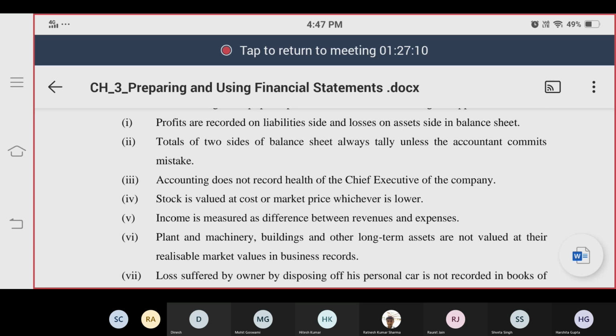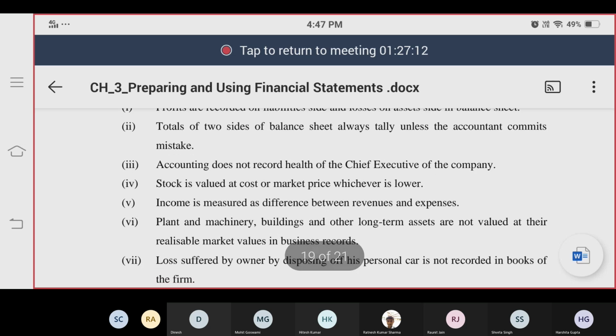Yes, this is true, because if we are taking care of the duality concept, that is, we are taking care of both aspects, where the money is going from, who is receiving the money, then we will always have the correct balance sheet. Only if there is a mistake will the balance sheet total not tally.